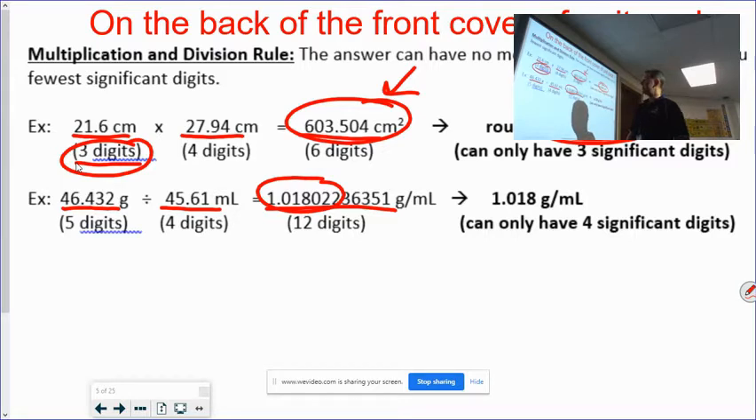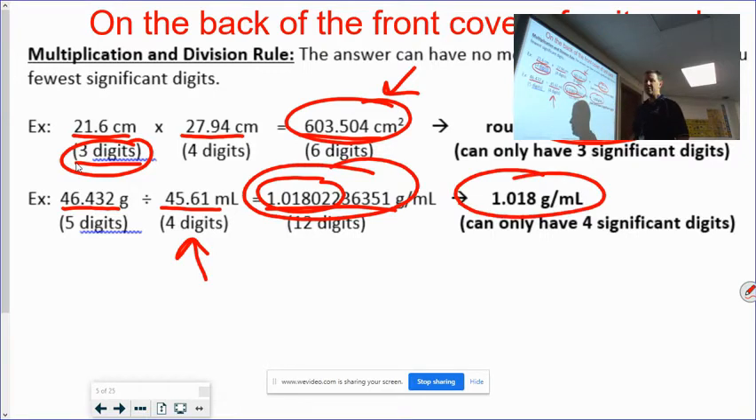So the rule is our answer can have no more digits than our piece of data with the fewest significant digits. 4 is the fewest significant digits. So we got to write that number with 4 digits. With correct rounding, that is how we do it. Again, I would have this sheet out all the time as you are doing these problems until you get comfortable with this.